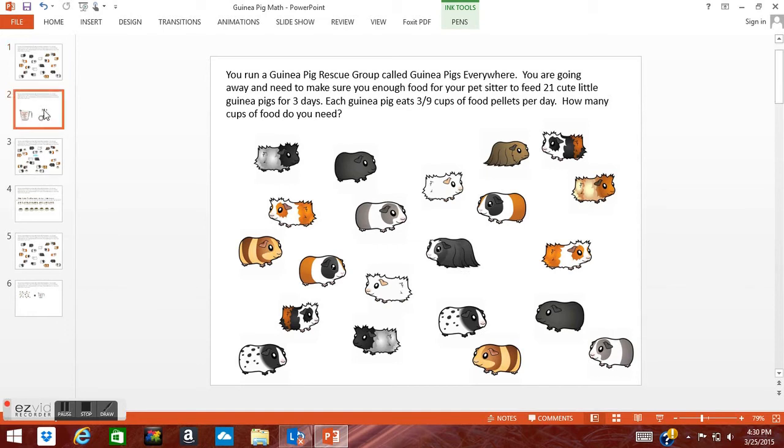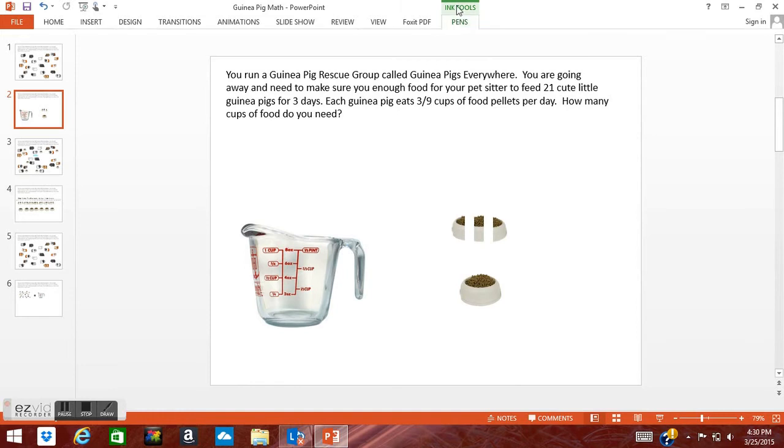So, let's see. Here we have a measuring cup, and we have one whole bowl of food and another whole bowl of food, but cut into thirds. So, let's look at 3/9. 3/9 is actually equal to 1/3. So, right here, we have 3/3, which is equal to 1 whole. There are the 3/3 right there, and there is our 1 whole.